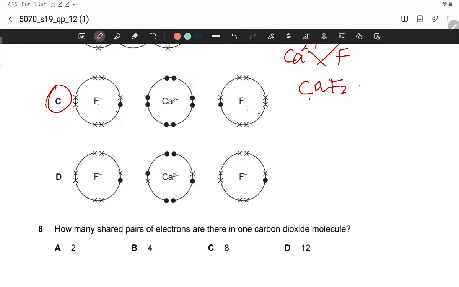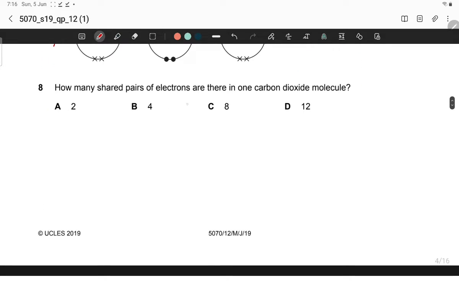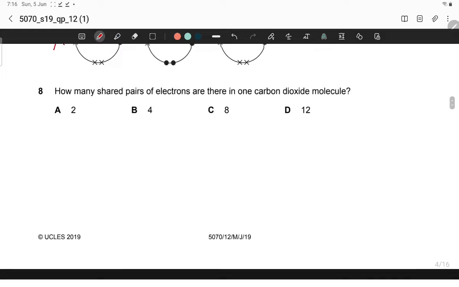Calcium will not gain electrons. So this is of chlorine and electrons from fluorine atom. So this is also incorrect. How many shared pairs of electrons are there in one carbon dioxide molecule? This is oxygen.